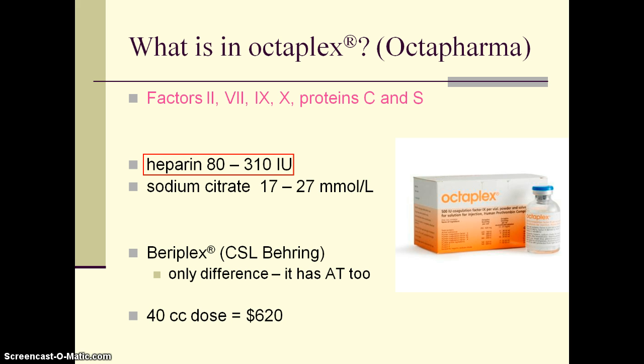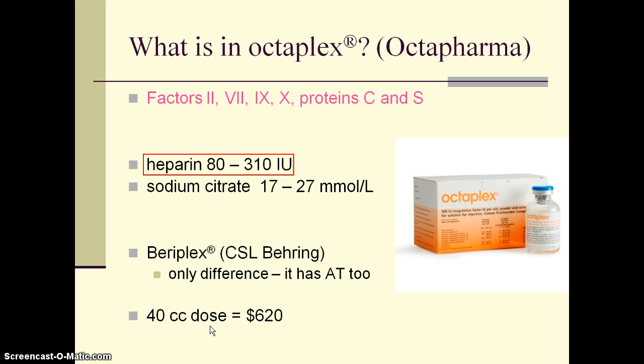So what is in prothrombin complex concentrate, and we'll use Octaplex as the example. So it has factors 2, 7, 9, 10, proteins C and S, and if we are talking about Beriplex, which comes from another company, the only difference is that Beriplex also has some antithrombin in it as well. Regardless of whether you're dealing with Octaplex or Beriplex, PCC will have some heparin in it, and that becomes a major concern if your patient has ever had heparin-induced thrombocytopenia.